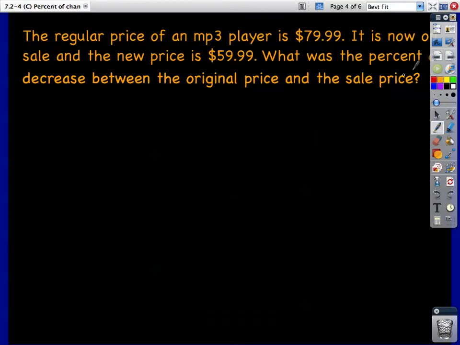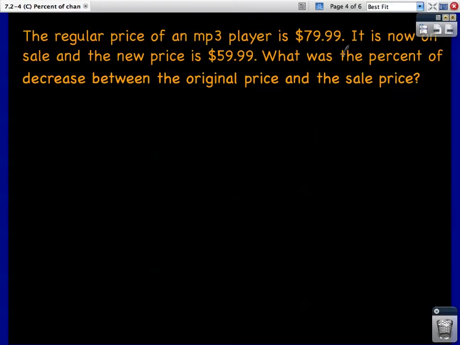All right, this is going to be the last example problem we do here. This is a problem if you're like in a store. And imagine that you're looking for an MP3 player, and the regular price of this MP3 player is $79.99. But it's now on sale, and the new price is $59.99. What was the percent of decrease between the original price and the sale price?